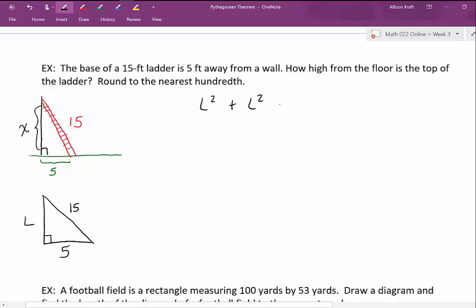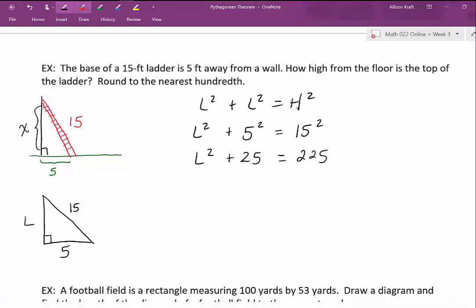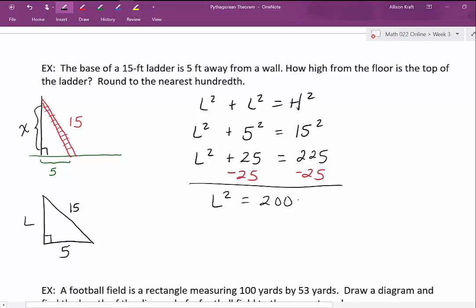Leg squared plus leg squared equals hypotenuse squared. Our first leg is unknown. We'll leave it L squared plus 5 squared equals 15 squared. Squaring our numbers, we get L squared plus 25 equals 225. Solving for L, I need to get the L by itself. We'll subtract 25 from both sides. This leaves me with L squared is equal to 200.